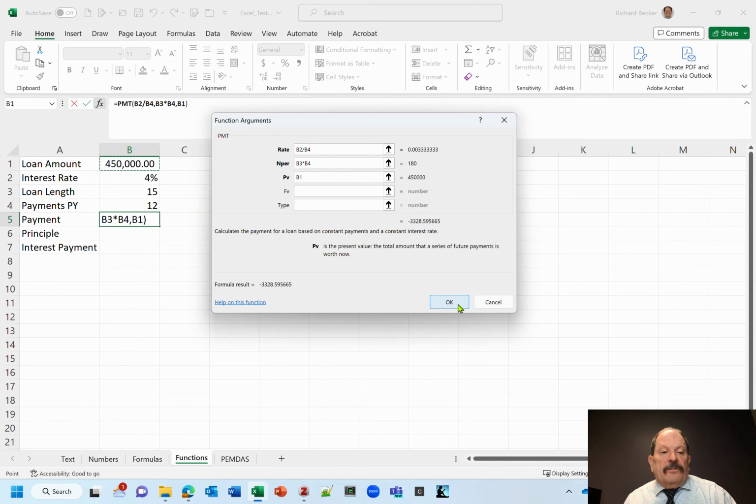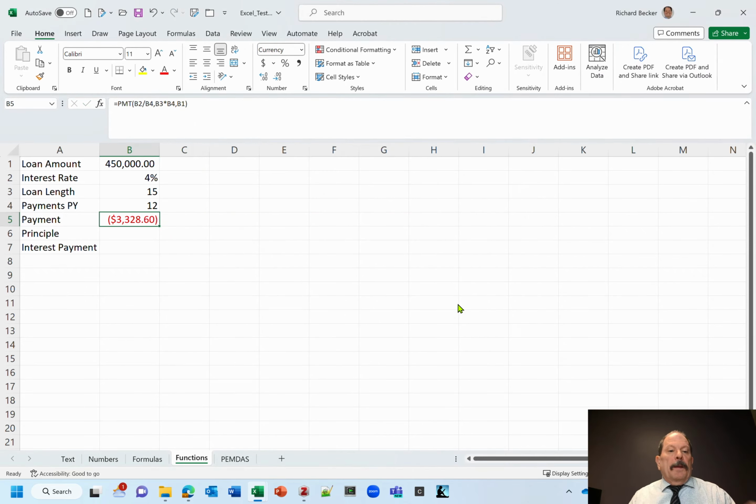Okay, so I'm going to click on OK. All right, so my house payment is going to be $3,328.60 a month. Yay! Okay, so now I know what my payment is, but let's say that I want to change it to 30 years. Let's put 30 in there. And as soon as I accept that, we're going to see this value change. Okay, so I went from $3,300 a month to $2,100 a month. Maybe that's a little more up my alley.